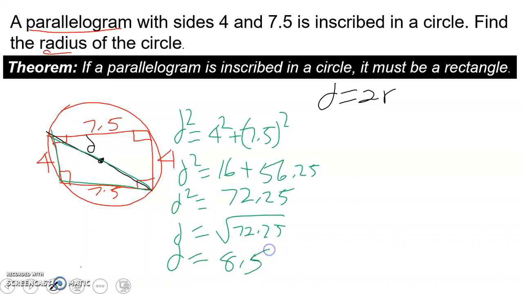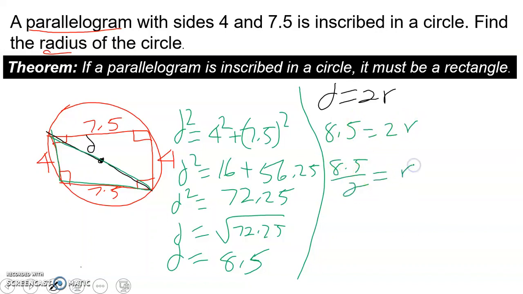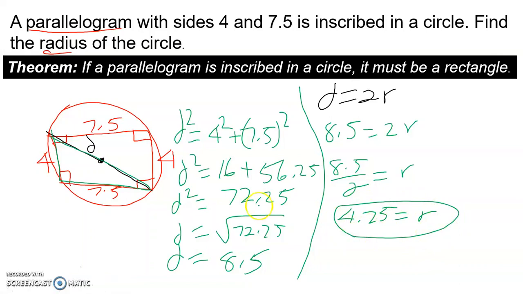8.5 is the diameter. So diameter is 8.5, and radius is half of that. If we divide that by 2, we get the radius, which will be 4.25. So again, it's all about making connections.